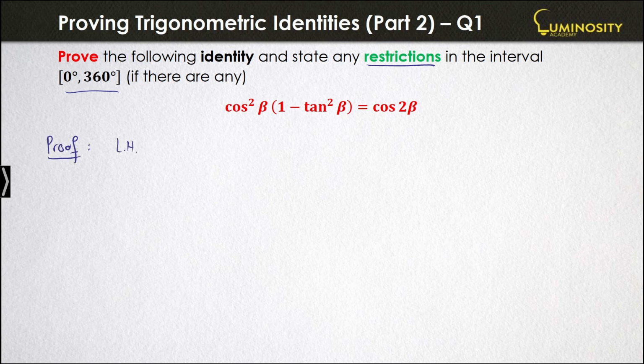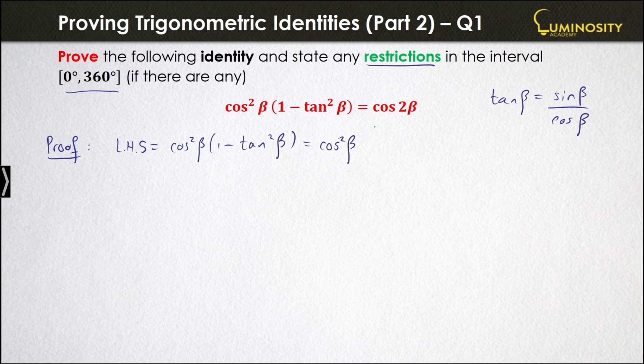Start off with the left-hand side, and that's equal to cos squared beta times 1 minus tan squared beta. Now tan squared beta, so remember tan beta by the quotient identity is sine of the angle beta divided by cos of the angle beta. This is going to be cos squared beta times 1 minus sine squared beta over cos squared beta, so the square term.